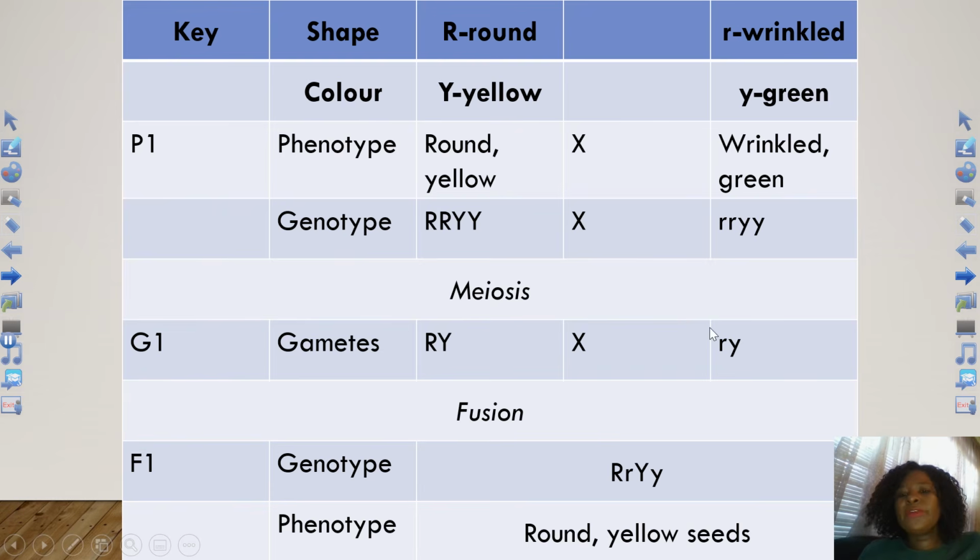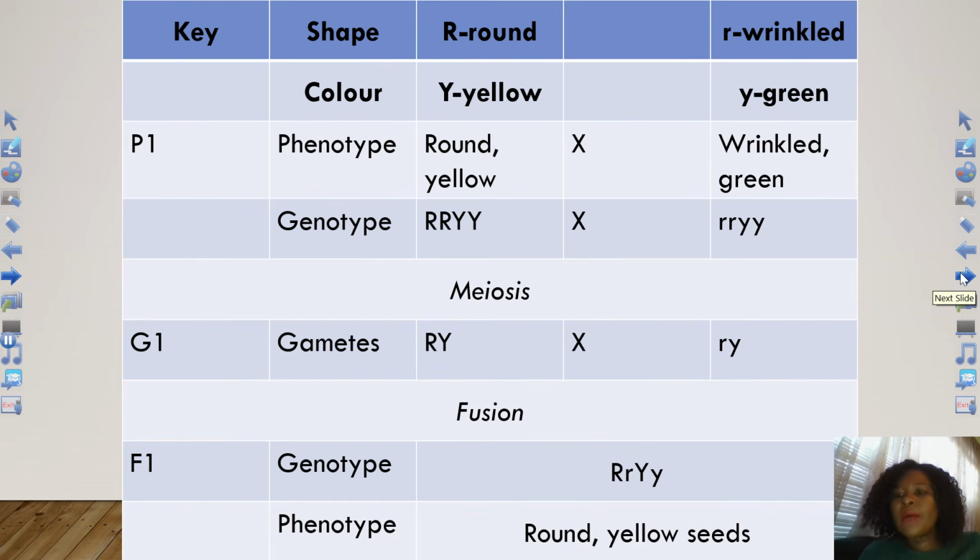In the same way, for the wrinkled and green parents, the possible genotype is small r and small y. So that is the only possibility there. So when we fertilize these two, or they fuse together, then the genotype of the first generation offspring is going to be capital R, small r, capital Y, small y, which gives us the phenotype round and yellow seeds.